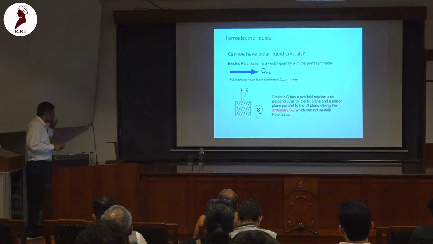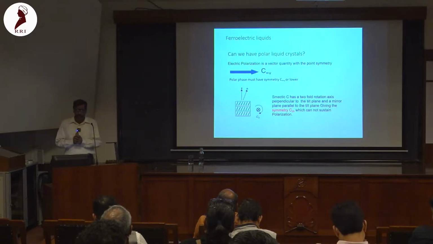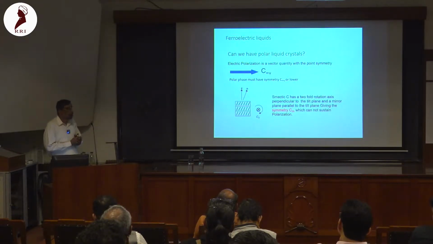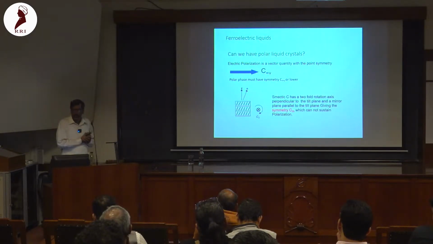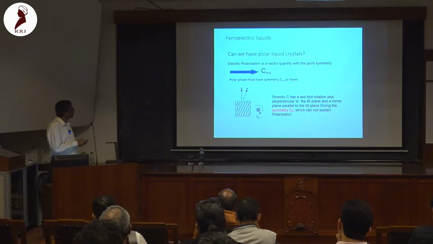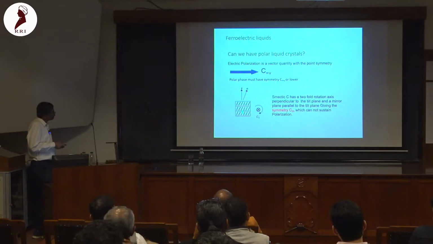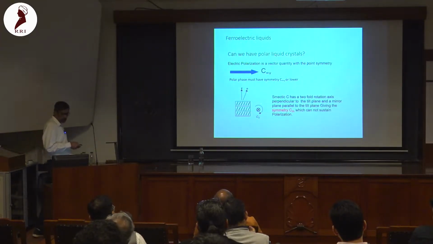And if you look at it, if you wanted to realize ferroelectric polarization in a liquid medium, you have to somehow reduce the symmetry, because the symmetry of the other liquid crystal phases is higher than this. If you search through these liquid crystal phases, the smectic C, which has this structure, seems to have a lower symmetry.